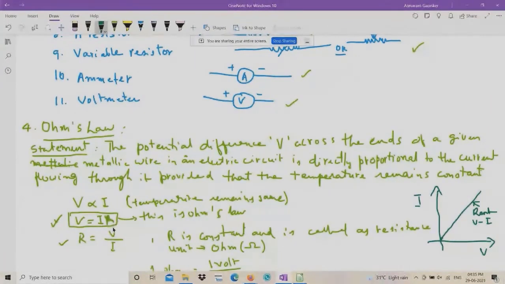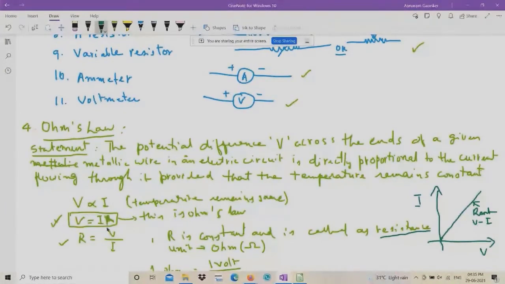And this R, which we have introduced here, is nothing but a constant and it's called the resistance. And what is resistance? Resistance is nothing but the opposition to the flow of electric current, or opposition to the flow of electrons. Just remember it as opposition.